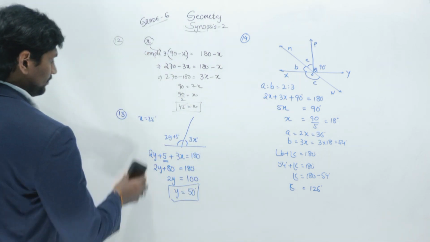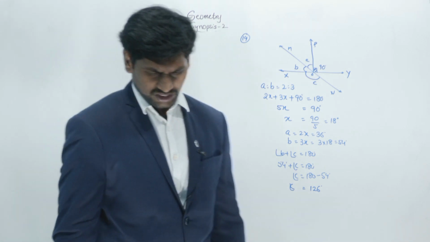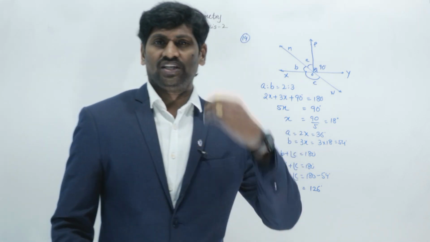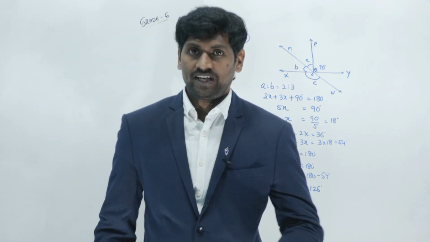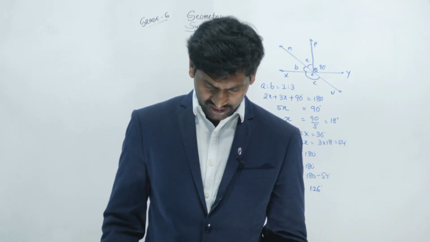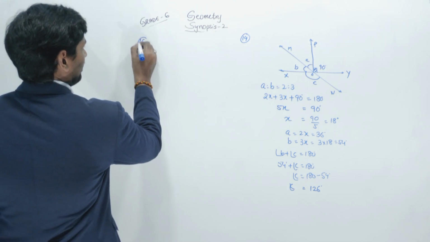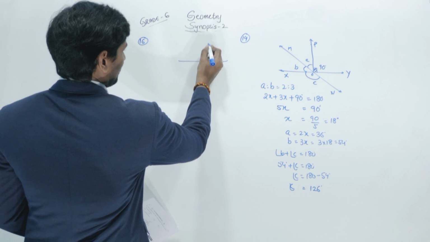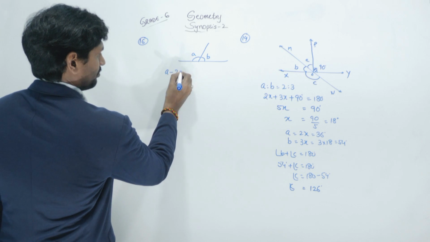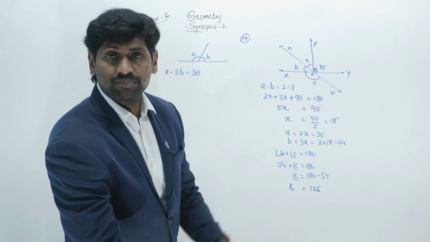Let us go to the next problem. The 15th problem is the same as this one only, so try to check those ratios and identify the values. Now the 16th: A minus 2B value is 30, and then find A and B values respectively. From the diagram it is A and B, and also given that A minus 2B equals 30 degrees. We need to find the A and B values from the given figure.